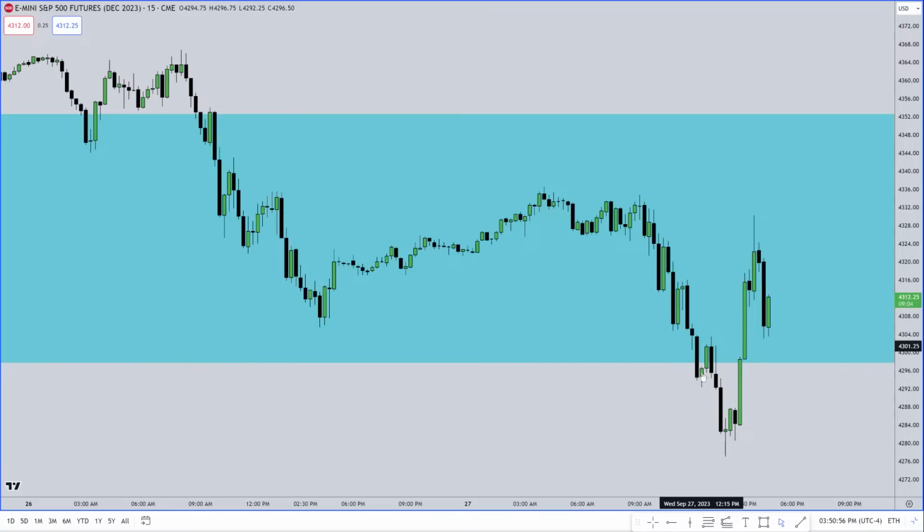Down here, where are we at? Don't lose sight. Where are we at in this shaded area? We're at the low end of that inefficiency. So trading up to this level here to act as resistance, probably not going to happen. But it does go into this gap here, and then trades outside of the range, the shaded area.